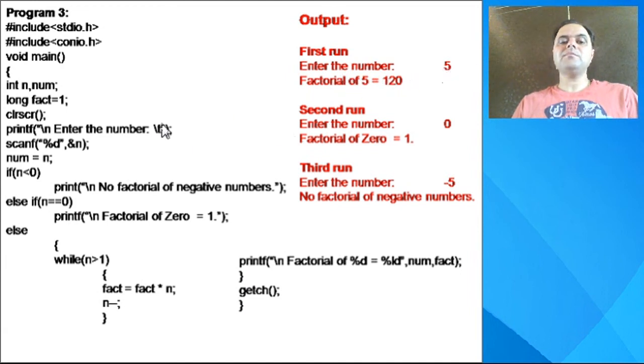Again, for example, we execute this program and enter 0. We have entered 0, so this condition is false, but this condition becomes true. So factorial of 0 equal to 1 got printed. Again, when we execute the program and for example we enter minus 5, this condition becomes true, and no factorial of negative number got printed. So this is how we can calculate the factorial of a number using while loop.